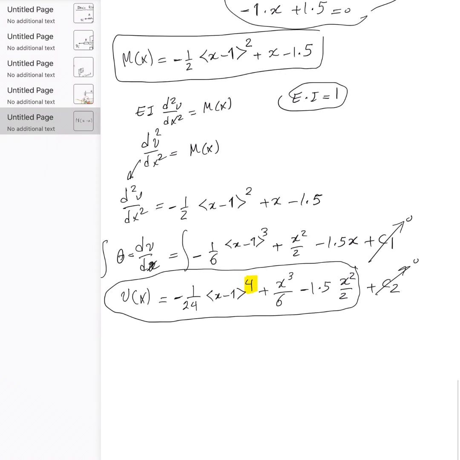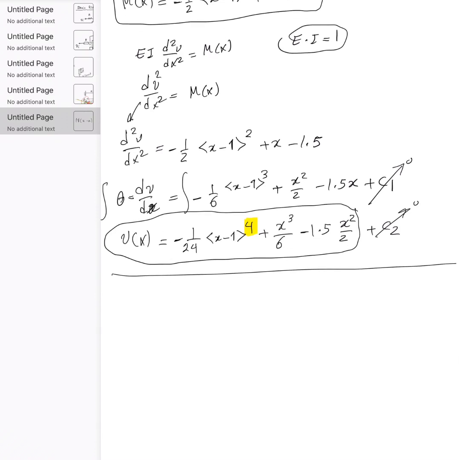Now let's go to another example right here, and I want to give you an example that you have a couple moment.